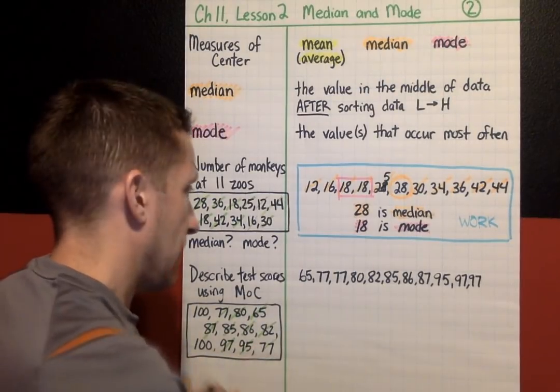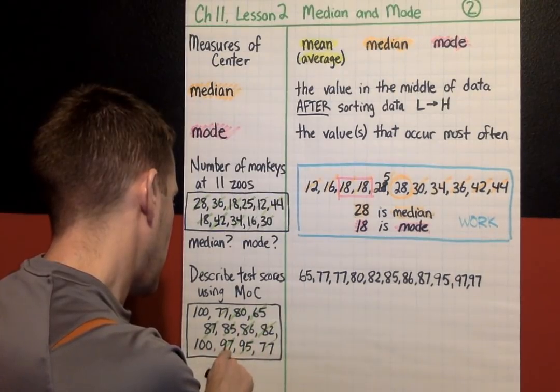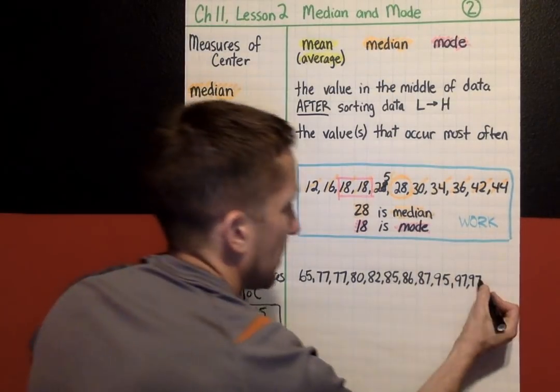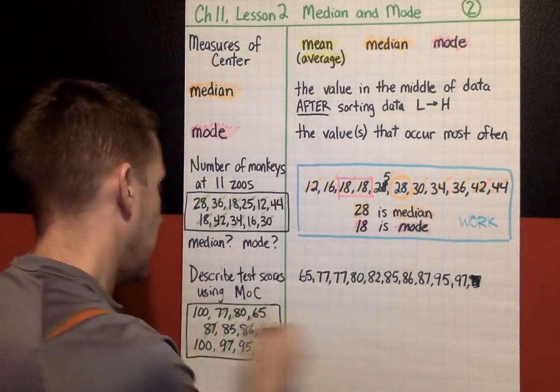Oh no, I read that one as a 9. So here's another mistake I made. There's only one 97. I was misreading that one. So there is no that. 100 and 100.